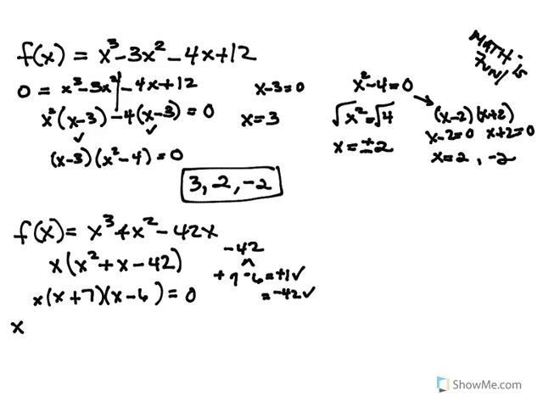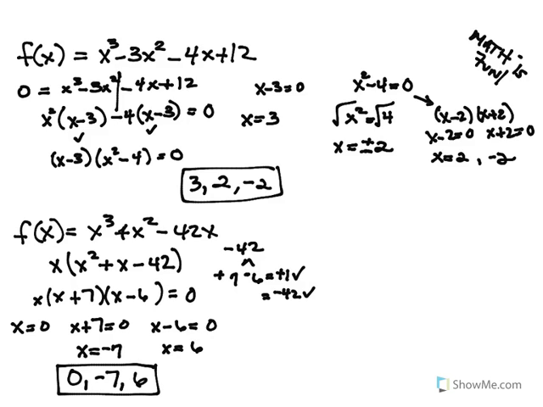You set each factor to 0. So x is equal to negative 6, and x is equal to 6. So we have x is 0, negative 6, and 6. And we are finished. Remember, the degree of the exponent will tell you how many zeros you should have.